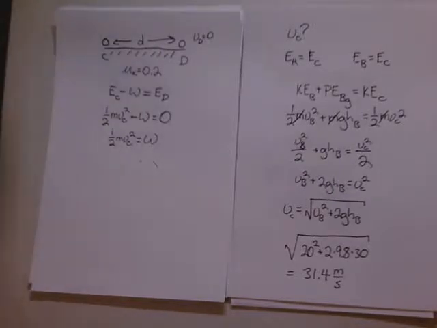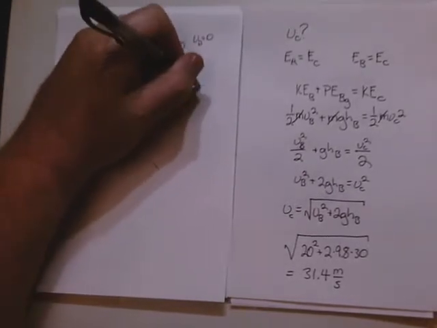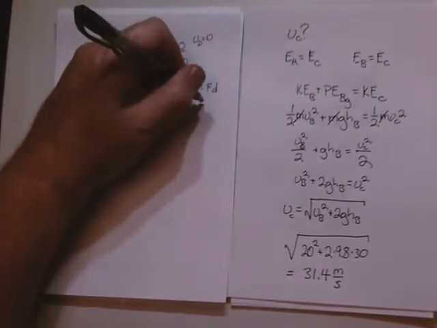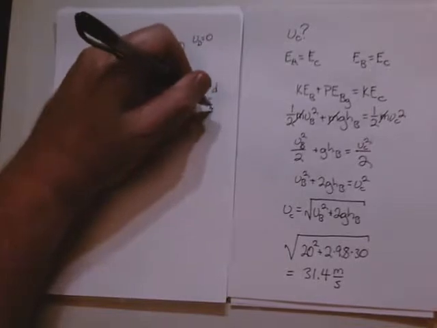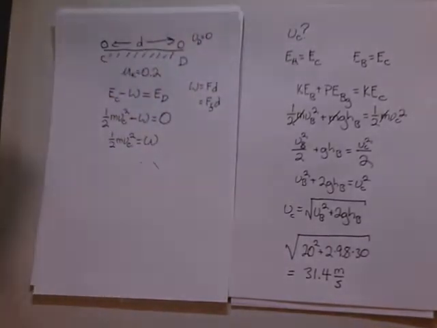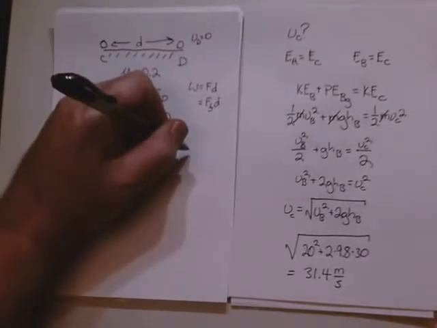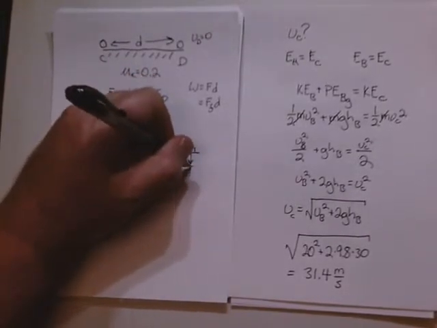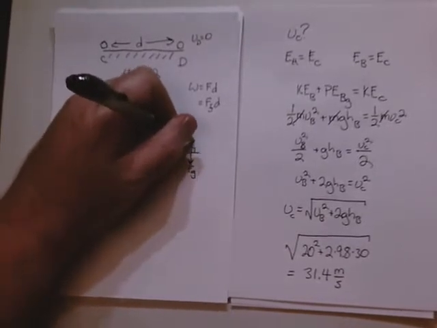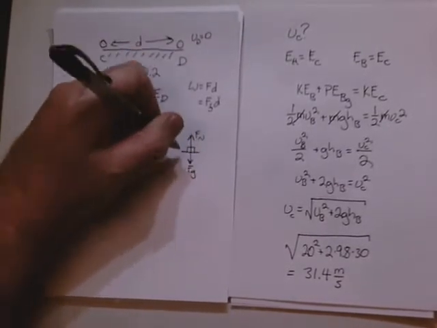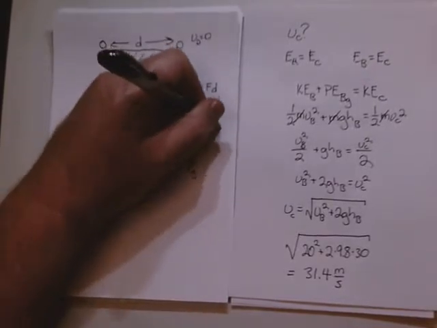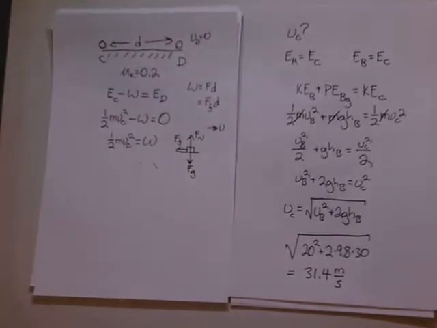Now, how do we get the work? Well, work is force times distance. The force is the frictional force. The distance is the distance d that we need. Well, how do we get the friction force? This object is on a flat surface, Fg down and Fn up, with friction force going to the left because the velocity is going to the right.